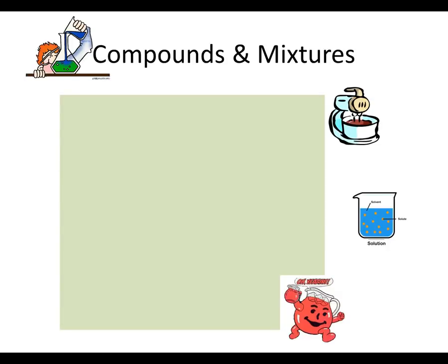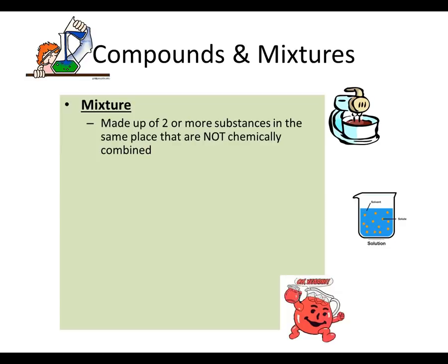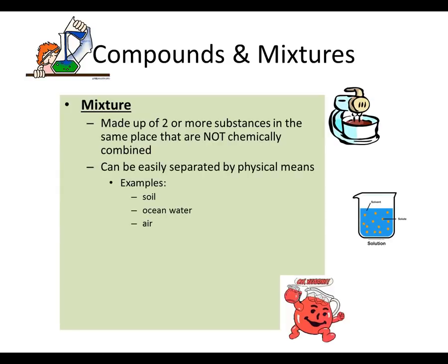Alright, now let's talk about mixtures. So a mixture is made up of 2 or more substances in the same place that are not chemically combined. Some examples of a mixture could be like Chex Mix or Lucky Charms cereal. You could easily separate the marshmallows from the oats, because it's a mixture. Other examples include soil, like you can remove the gravel from the rest of the dirt, ocean water, or even the air we breathe. Each part of a mixture has its own properties because there has been no chemical change or bond.